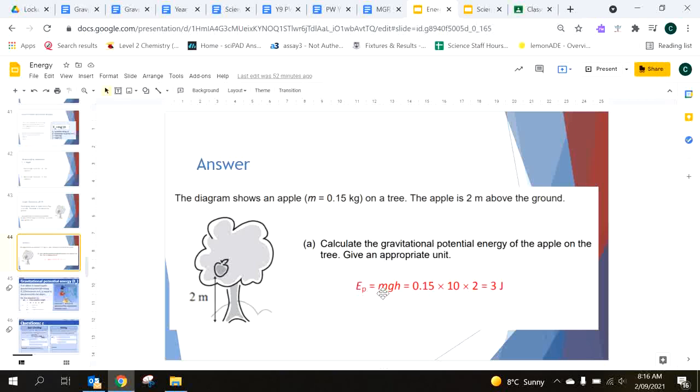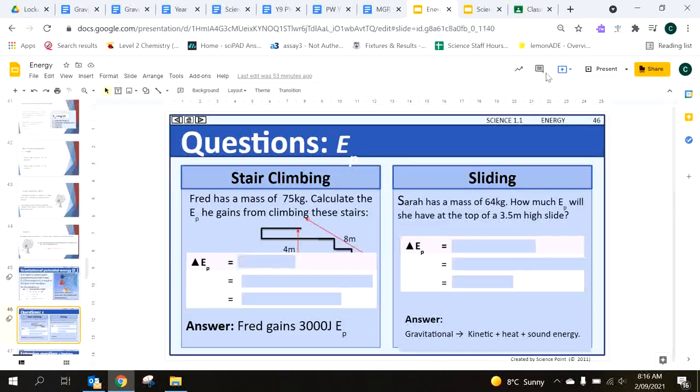Potential energy equals mass times gravity times height. Remember, gravity is always 10, so we simply go 0.15 times 10 times 2 meters off the ground, and it equals 3 joules. Okay, so we're just plugging in numbers like we have with any other equation. Let's look at another example.